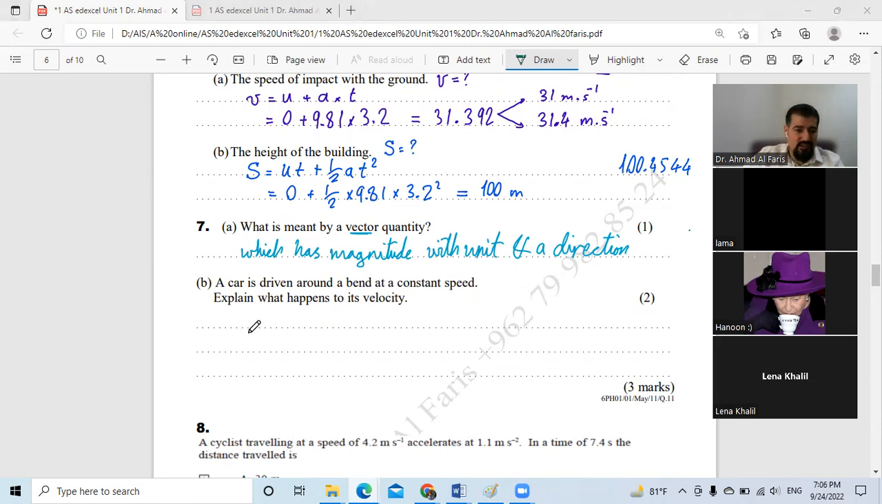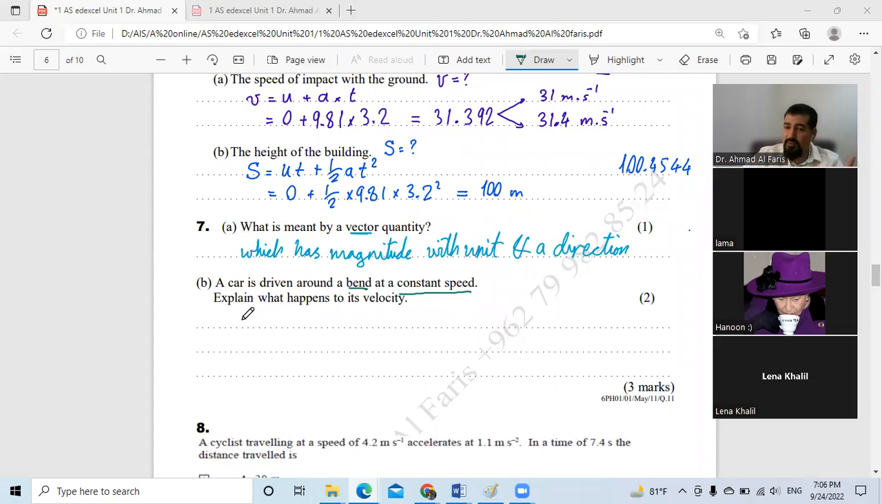So part B: a car is driven around a bend at constant speed. Explain what happens to its velocity. Who can tell me what happened to its velocity? The velocity remains constant, or increases, or decreases, or what do you think? Send me on the chat. Thank you, Hannoun. Thank you, Lama. Thank you, Muhammad. Changes. Why changes?